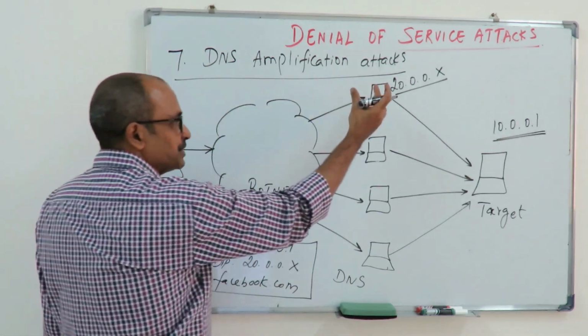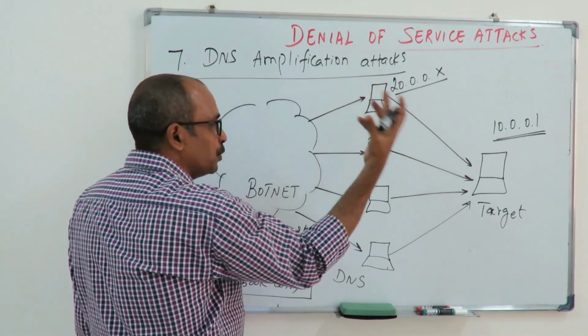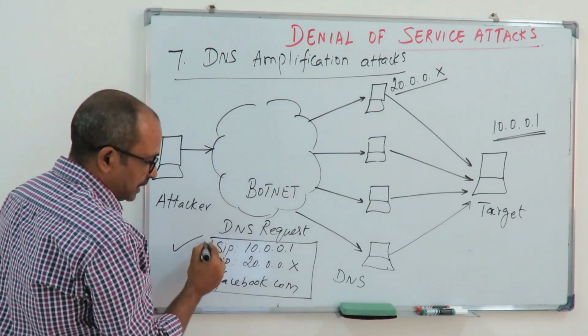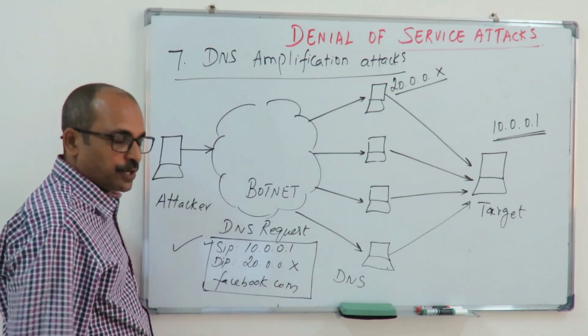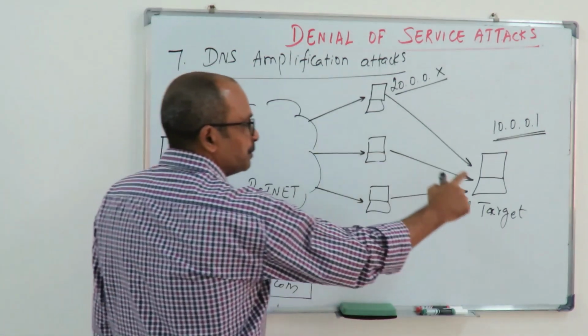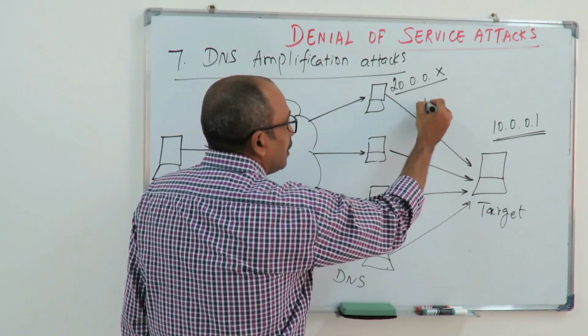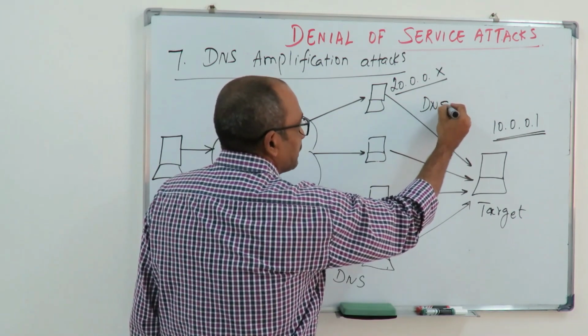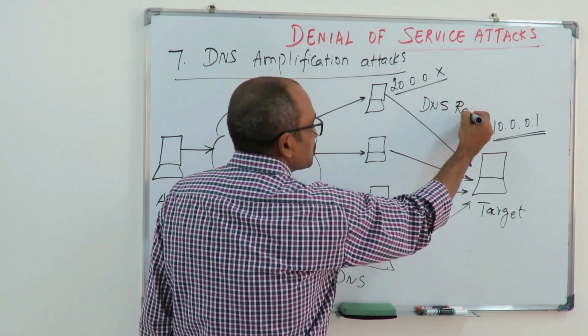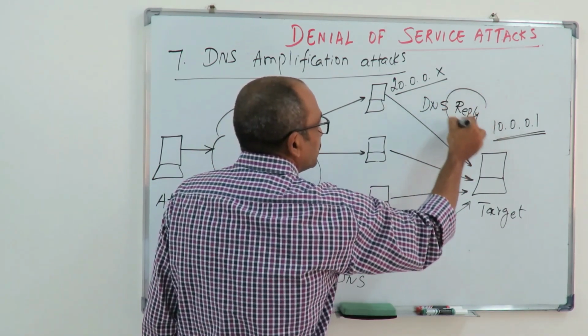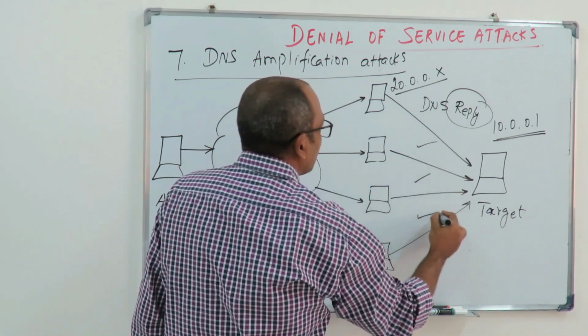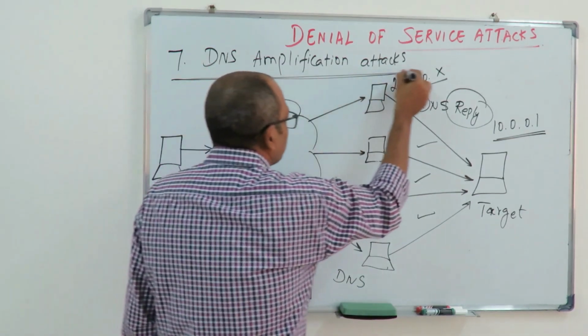The DNS machines are going to give the reply, but to whom will the reply go? The source IP address is written as 10.0.0.1, so now the destination is going to be 10.0.0.1. All the DNS replies, the reply packets, will go directly to the target machine. So this is called a DNS amplification attack.